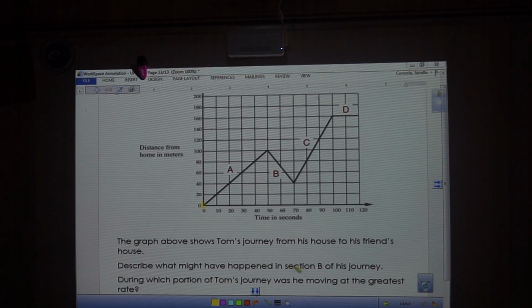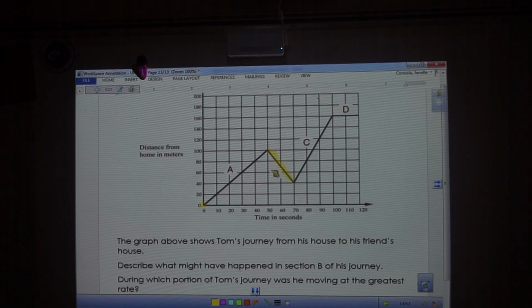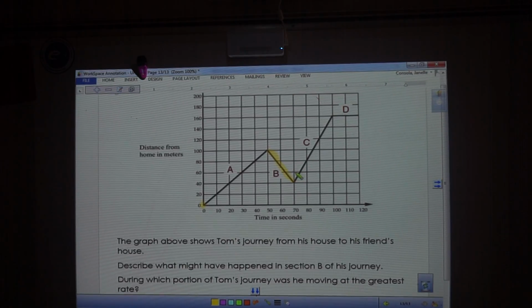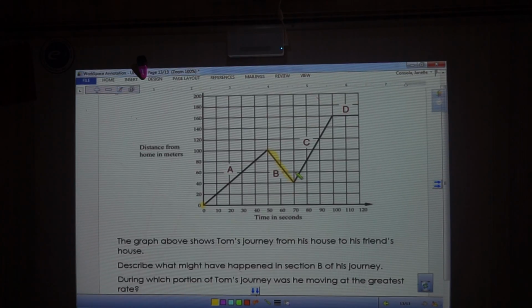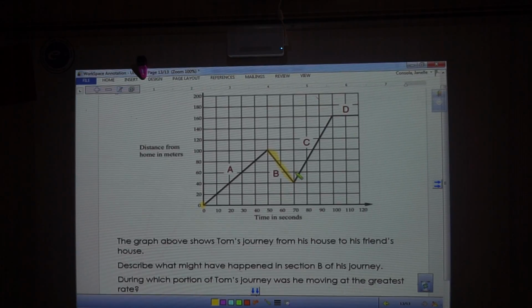Okay, describe what might have happened in section B. What happened in section B? Did he continue to his friend's house or did he go back towards home again? Why would he have gone back towards home? Well, we don't know. But what might have happened in section B, he thought he forgot his phone and headed back home and then he realized it was in his bag and not his pocket like he thought it was. Maybe he saw a friend down the street and headed away from his house to go talk to his friends. Okay? And so he turned back closer to home is the point there.